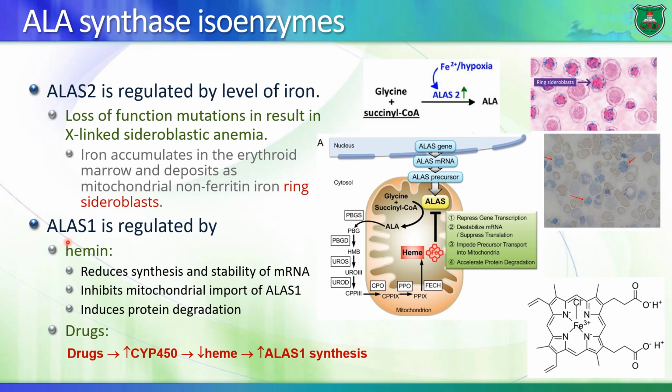Now, ALAS1 in the liver is also regulated by certain drugs, because what these drugs do is that they require cytochrome P450 enzymes for detoxification or for modification. And that results in increasing the synthesis of these cytochrome P450 enzymes. Since there is now high demand for heme, that would reduce the level of heme in hepatocytes, and that would induce ALAS1 synthesis at the transcriptional level.